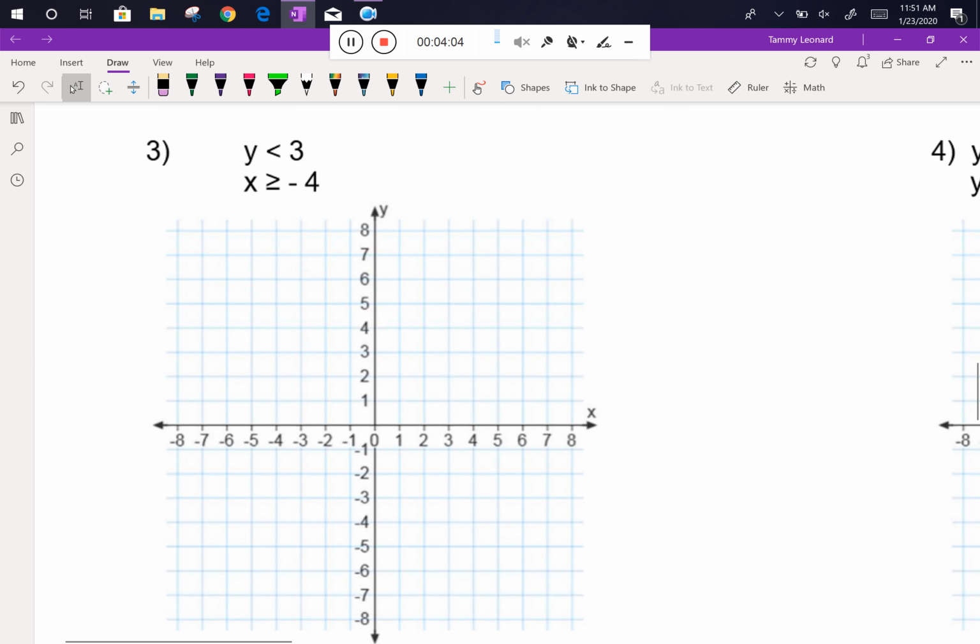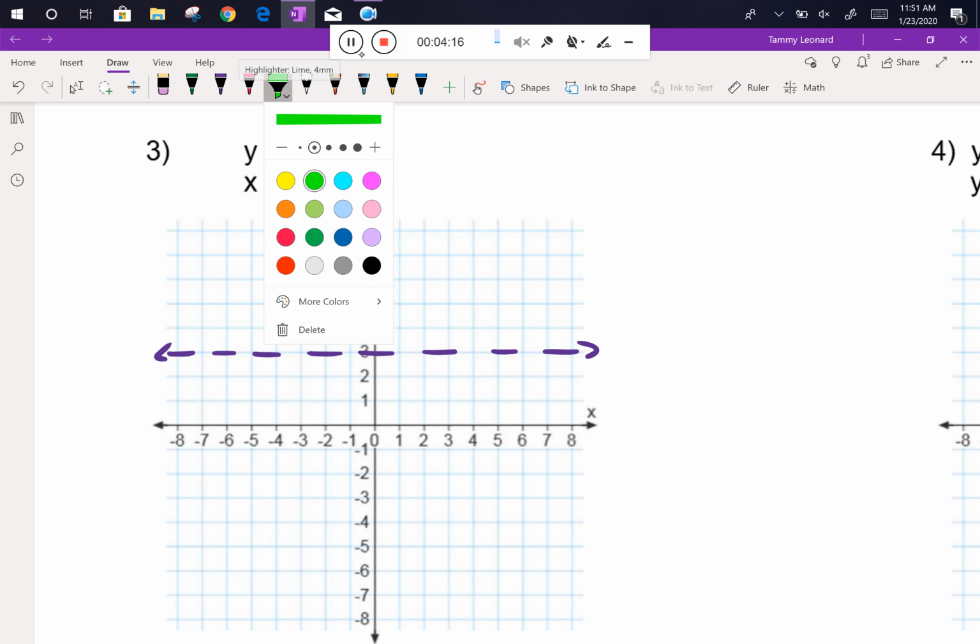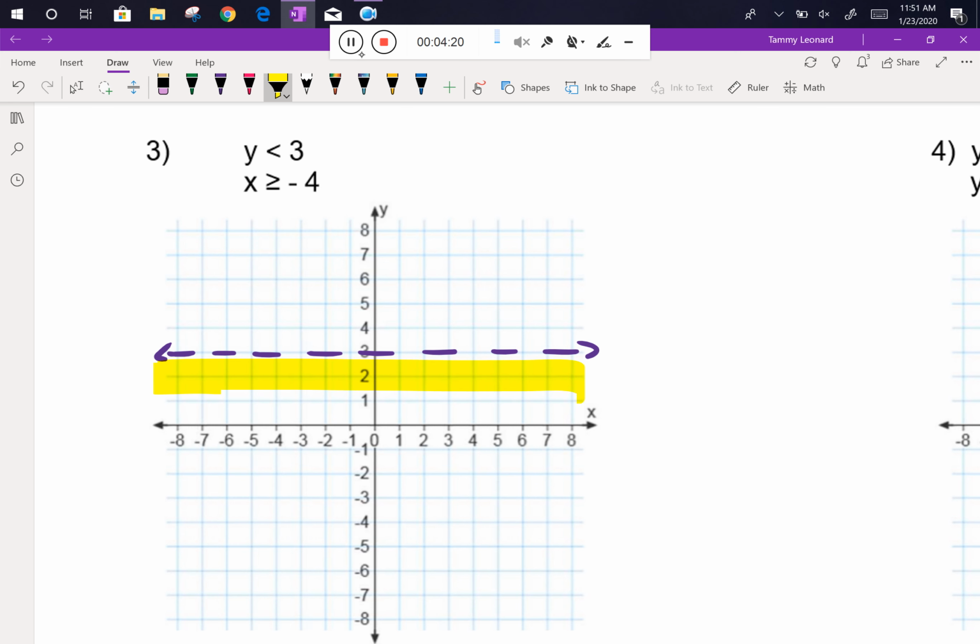Number 3 is a vertical and a horizontal line. Remember, y is less than 3 is a horizontal line where all the y values are equal to 3. I'm making it dashed because it's less than only. And so that means I'm going to shade everything below this line. I'm going to shade kind of rough because I know that I'm going to go in at the end and take out everything that's not in common.